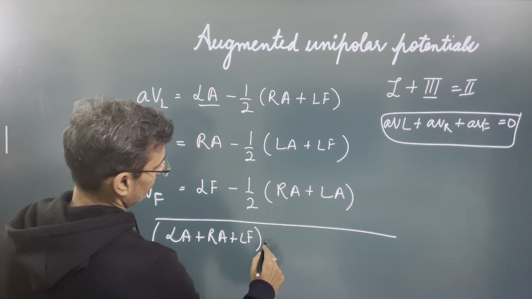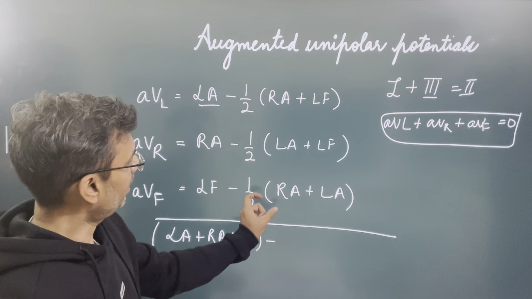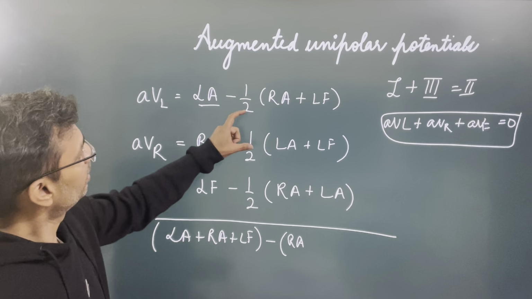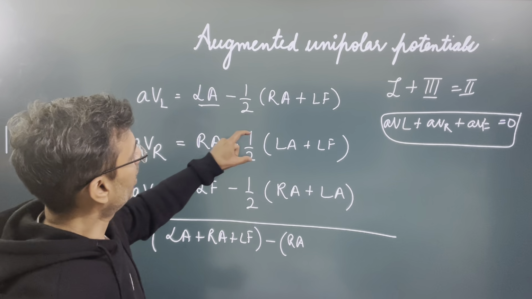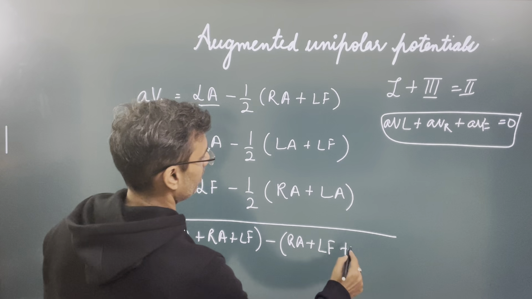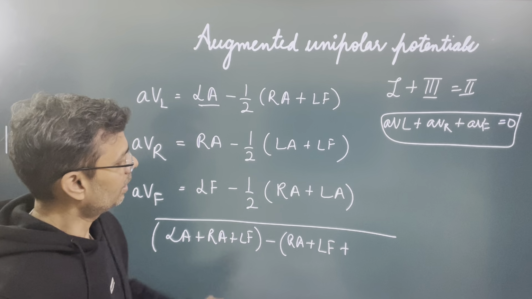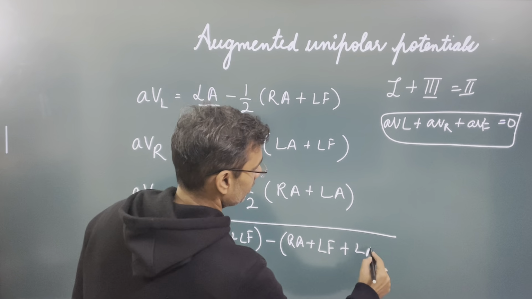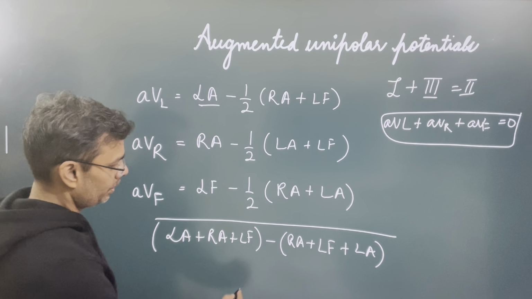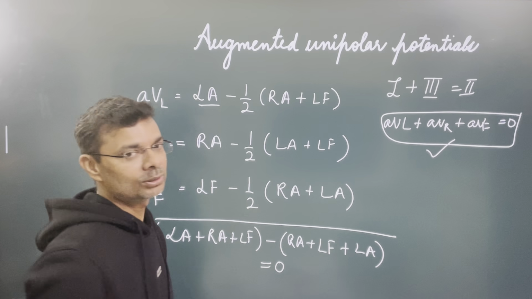Here are the minus signs. Half RA is here and half RA is here, so I will write 1 RA here. Similarly, half LF is here and half LF is here, so I will write LF. And similarly, half LA is here and half LA I will take from here, so it is LA. So this expression comes out to be 0. It means Einthoven's law is fulfilled.